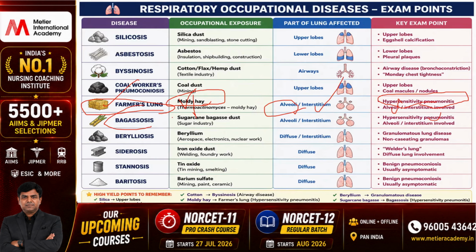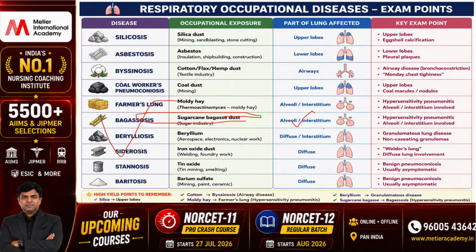The next one is bagassosis. Bagassosis also repeatedly came in competitive examinations. In bagassosis, you know that it is caused because of what? Sugar cane dust. Those who are working in the sugar cane industry are prone to get what? Bagassosis. Here also alveoli and interstitium both are going to get affected. Here also it will cause what? Hypersensitivity pneumonitis.